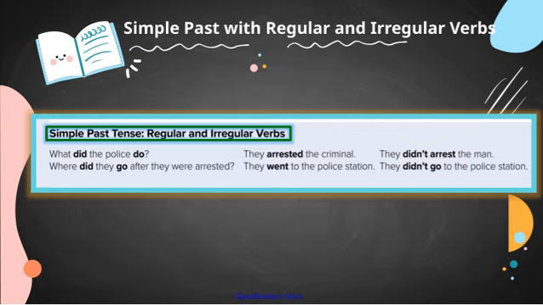Their past forms can change completely, like go becoming went, or buy turning into bought. It's important to memorize these because they are very common in everyday language. Connecting this to the overall theme, mastering these forms allows us to talk accurately about past experiences and actions, which is essential for clear communication in English. So, understanding the difference and practicing both regular and irregular verbs will greatly improve your fluency when discussing past events.